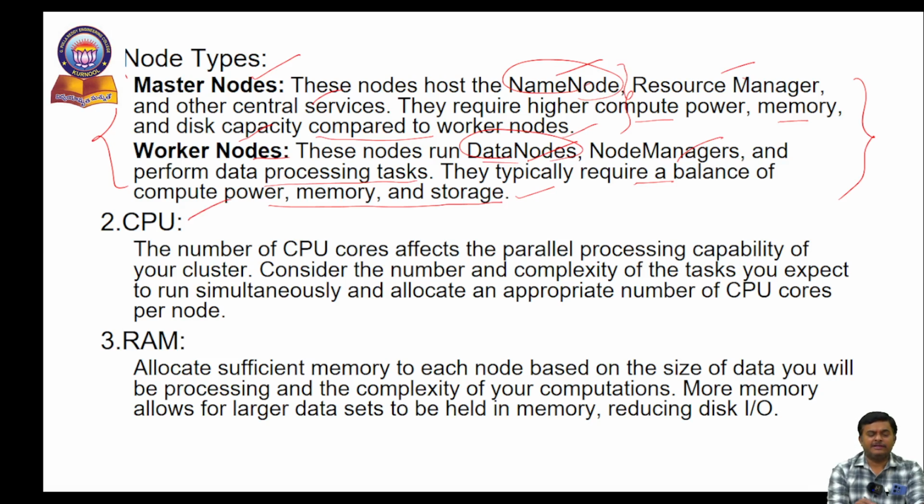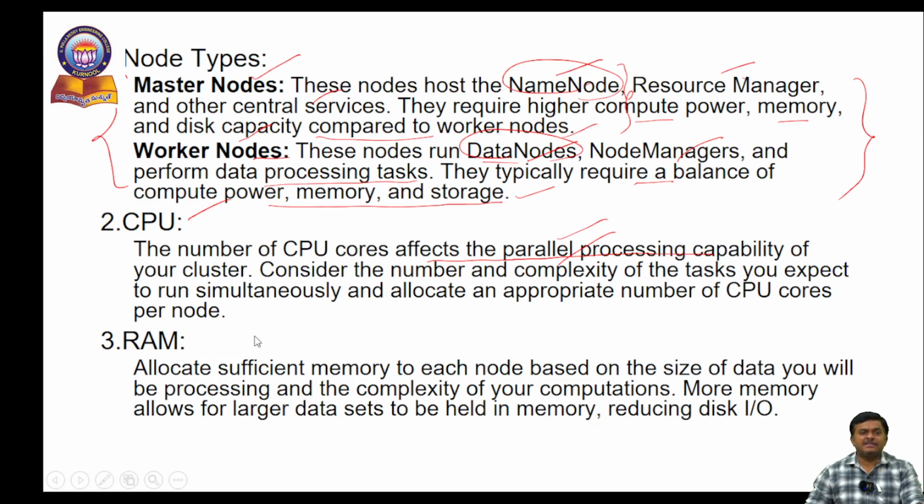Now we'll see the CPU. The number of CPU cores affects the parallel processing capability of your cluster. That is, if the CPU has more number of cores, then it will be able to perform parallel processing in the cluster. Consider the number and complexity of the tasks you expect to run simultaneously and allocate an appropriate number of CPU cores per node. So this is where the speed of the system depends.